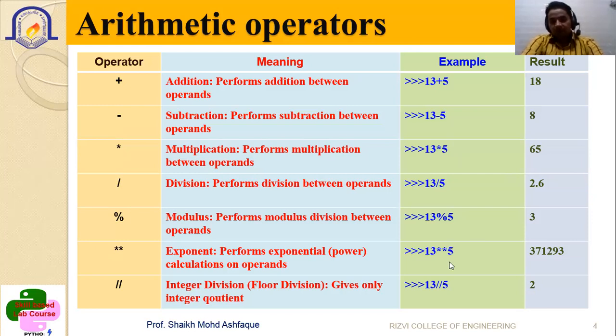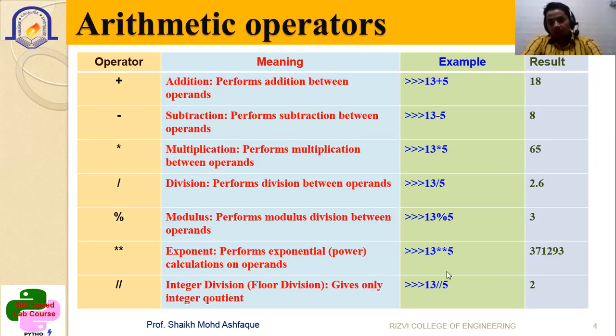But whenever you are using the double star sign, 13 double star 5, it is nothing but 13 raised to 5. It performs an exponent. We have seen in the case of a list, if you write list 1 multiplied by 3, it prints the list 3 times. So here 13 double multiply 5 is basically 13 raised to 5, and the result will be generated. So exponent will be performed.